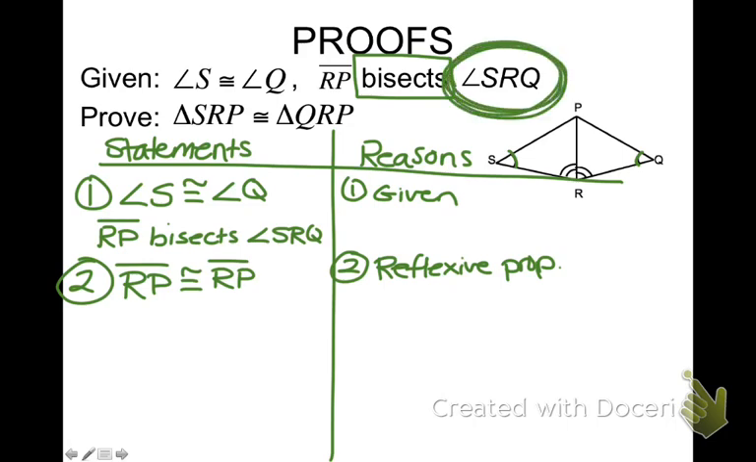Why did you pick angle bisector? Because it's bisecting an angle, right? So that's why we're going to pick the one that says if an angle bisector.